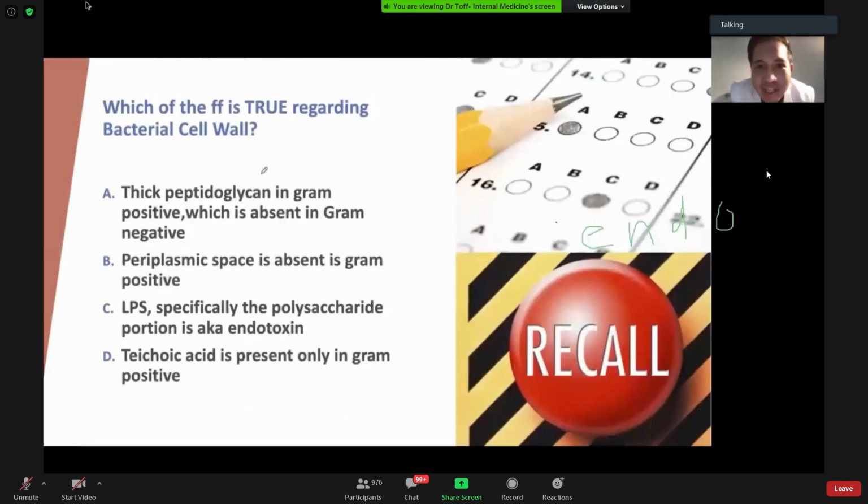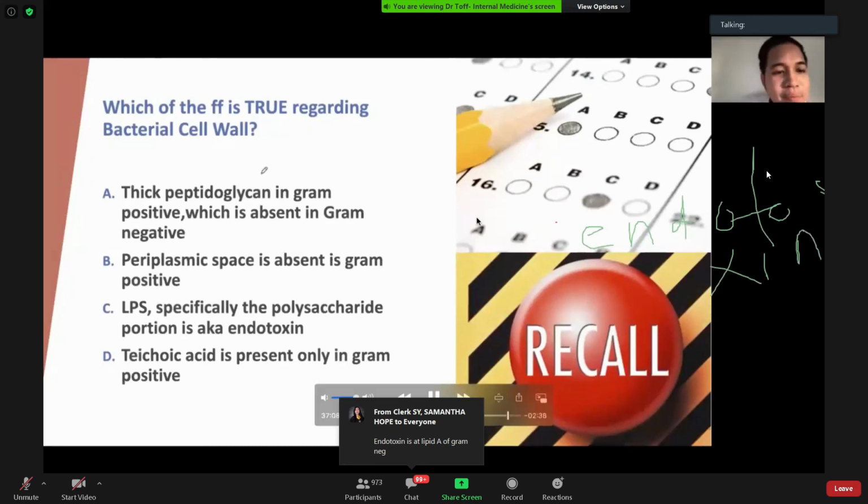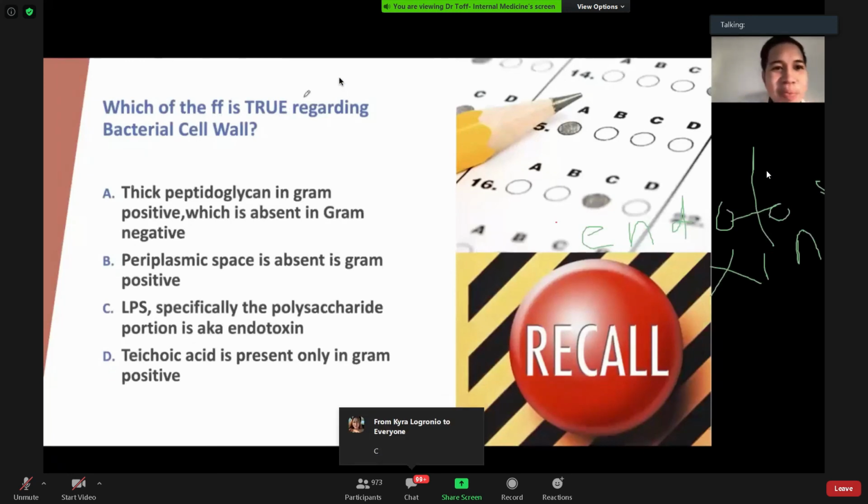Board exam question. At sagutan natin. Which of the following is true regarding the bacterial cell wall? Asan dito ang true? Okay, I'll give you 1 minute to answer. This is coming from 2019 board exam. All right. Sige, tignan. All right, so let's try.